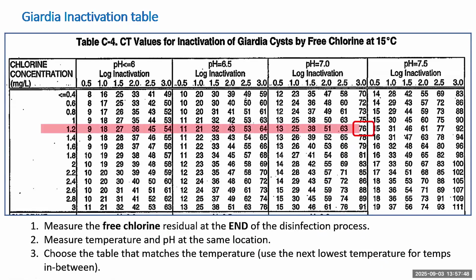So this is kind of working backwards. If we have a chlorine concentration of 1.2, and we're trying to get a 3-log inactivation with a pH of 7, we're going to need a contact time of 76 minutes to achieve that 3-log removal.